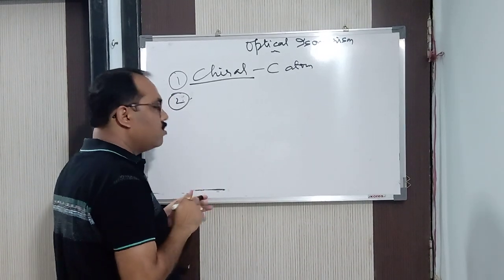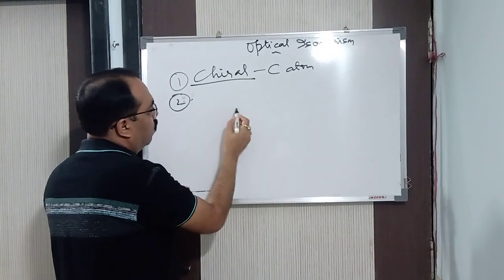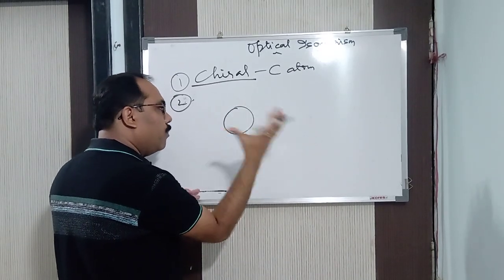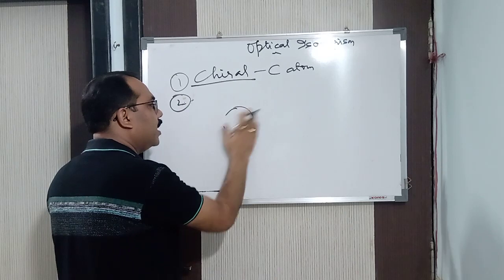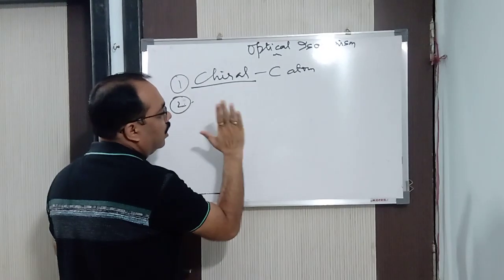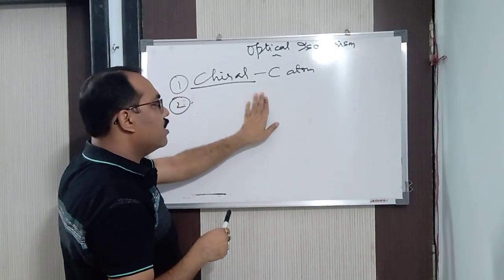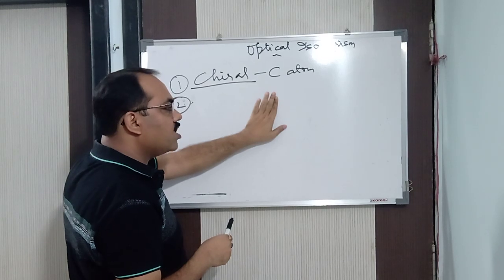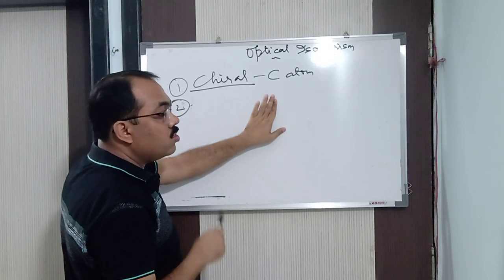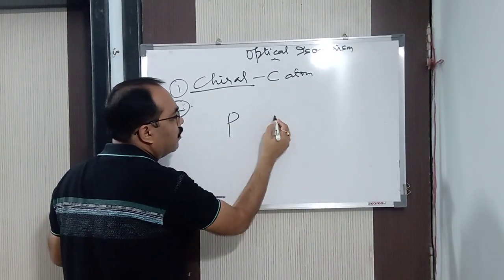Mirror image means suppose you are taking an object O. When you put it in front of the mirror, what will it show you? O only. So the object and the image are superimposable. That is called superimposability. But suppose you show your left hand in the mirror, which hand will it show? Right hand. Got it? That is known as non-superimposable. For example, suppose you put the letter P, what will the mirror show you?